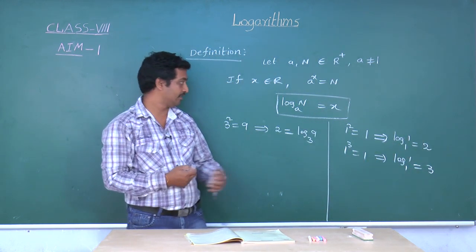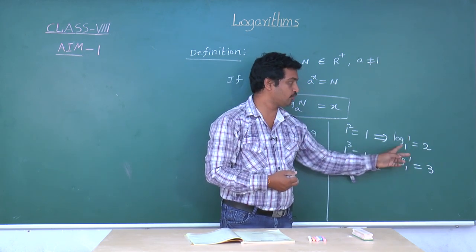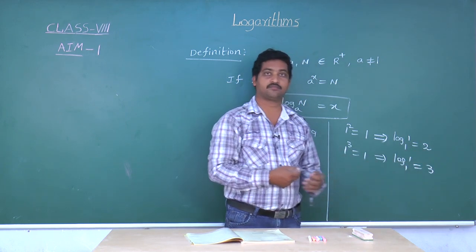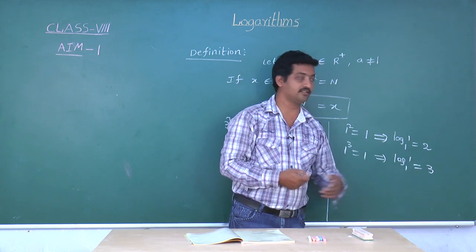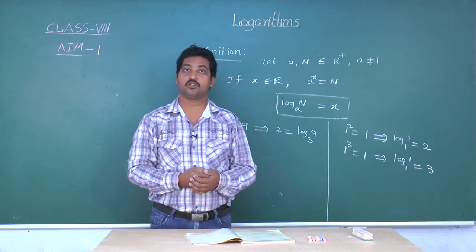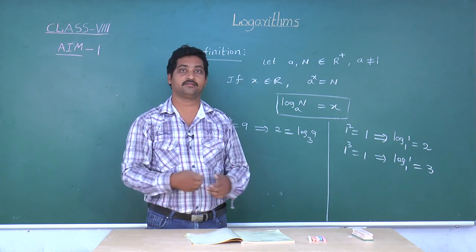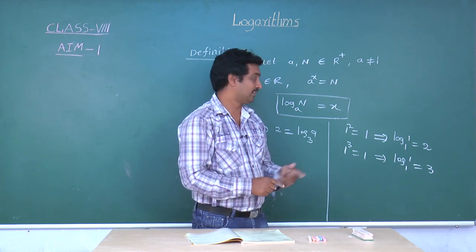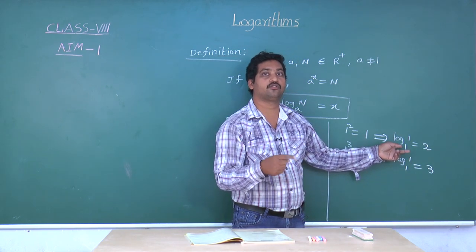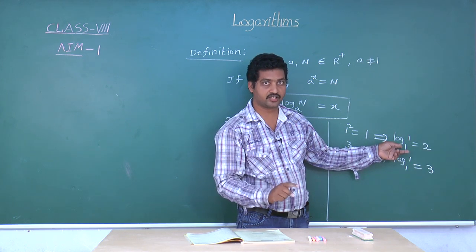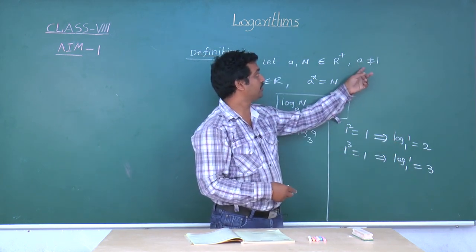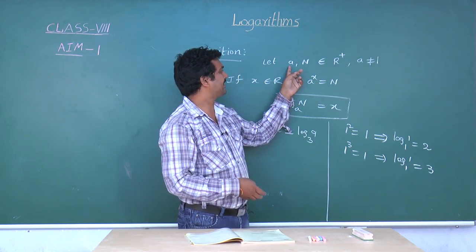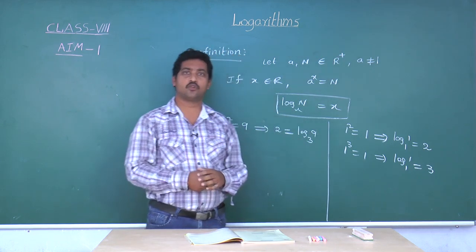And what do you observe? Here and there also log 1 to the base 1 is there. LHSs are equal, but RHSs are not equal. Here 2 is there, here 3 is there. Therefore, log 1 to the base 1 is not properly defined, not defined particularly. So we need to restrict the base of the logarithm to not equal to 1. Is it clear to children? This is the reason. What is the need to restrict a not equal to 1? And what is the need to restrict a, n belongs to positive real numbers only?